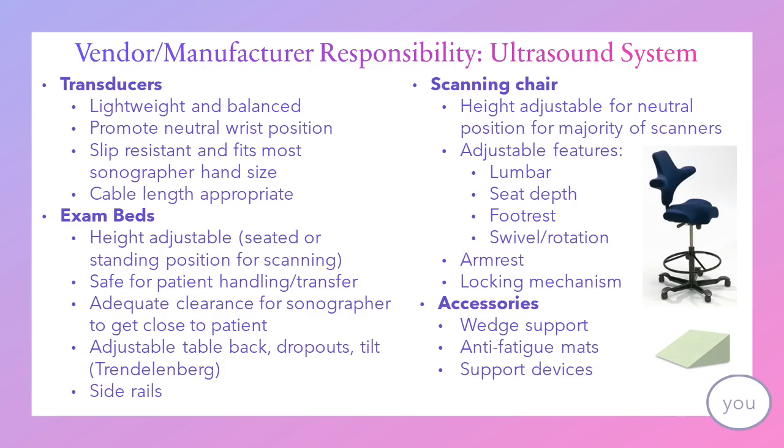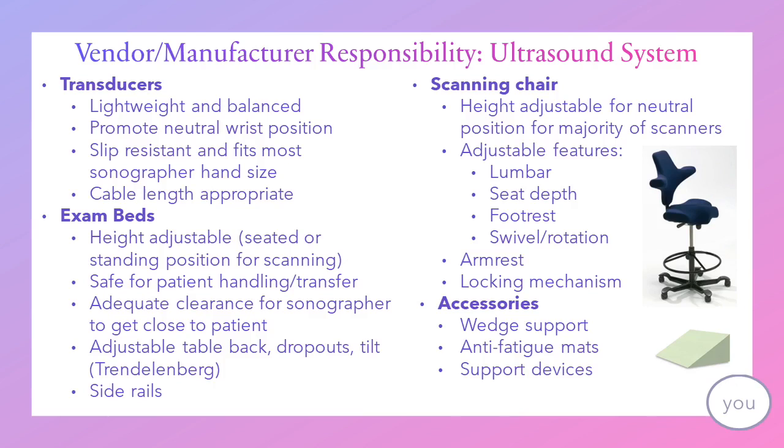You should have adequate clearance for sonographers to get close to the patient themselves. And then there should be adjustable table back, dropouts, and tilt. So thinking through other positions like Trendelenburg, and all of the adjustments that you would need to make for yourself as you scan, such as with a dropout or tilt, but also for the patient to get the table back up if they're not able to lie completely flat. Side rails are important for safety purposes, so ensure that those are there for your patients.